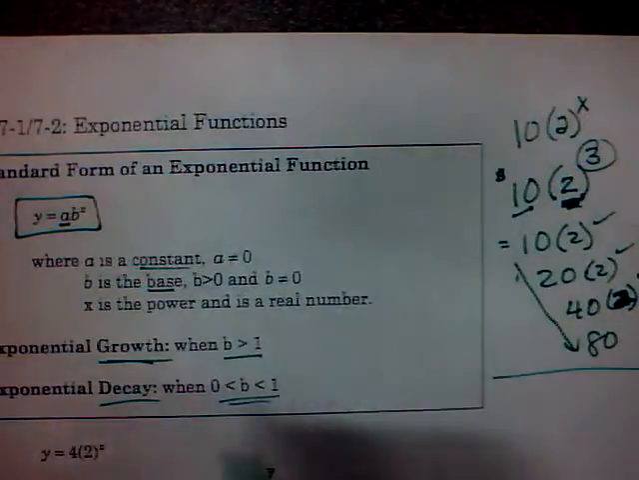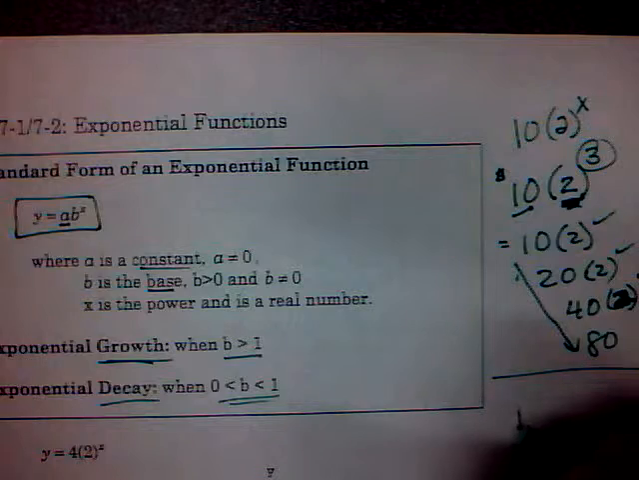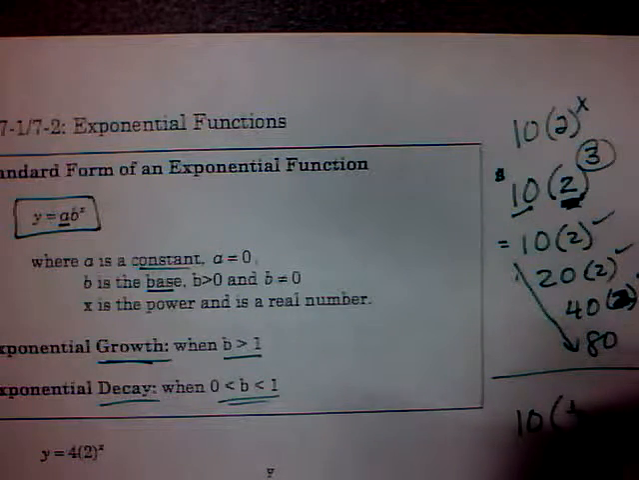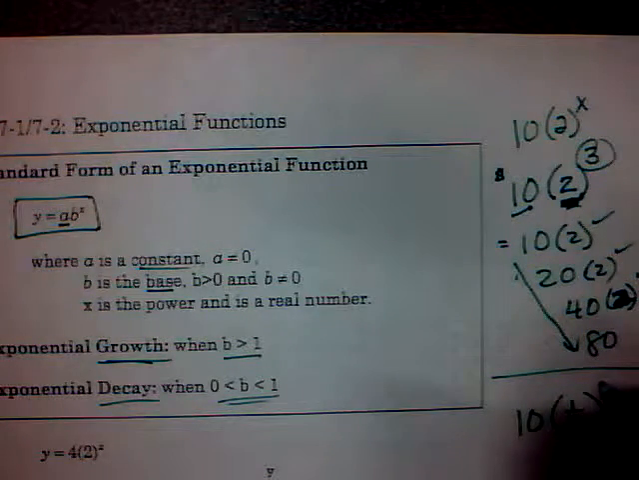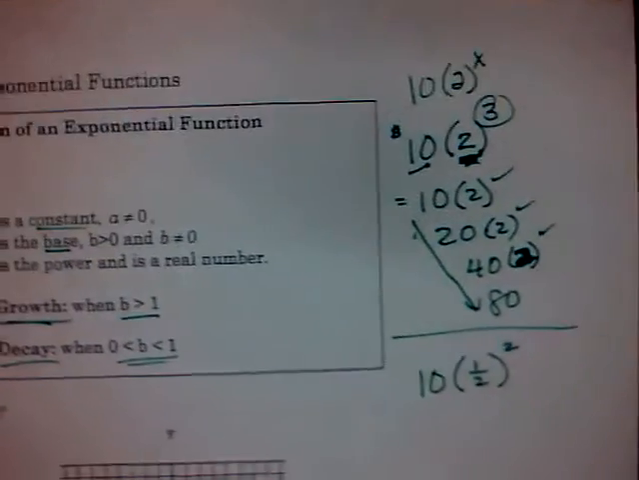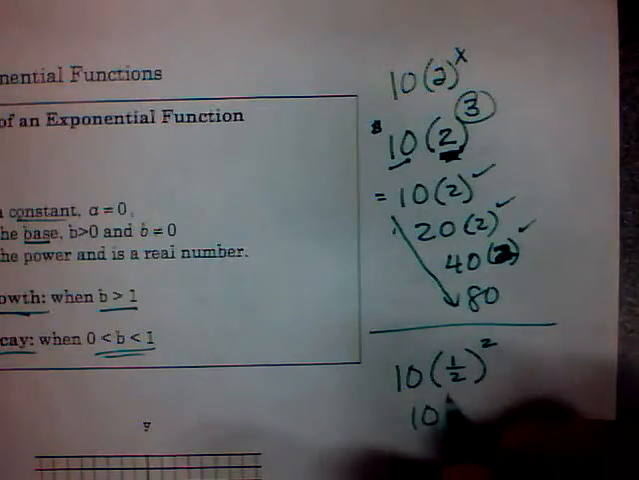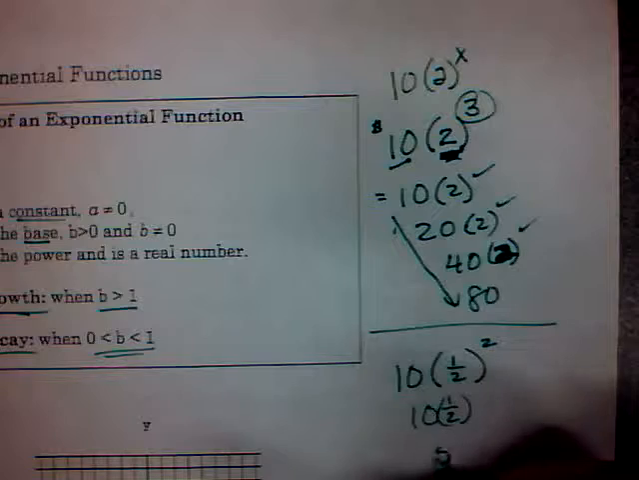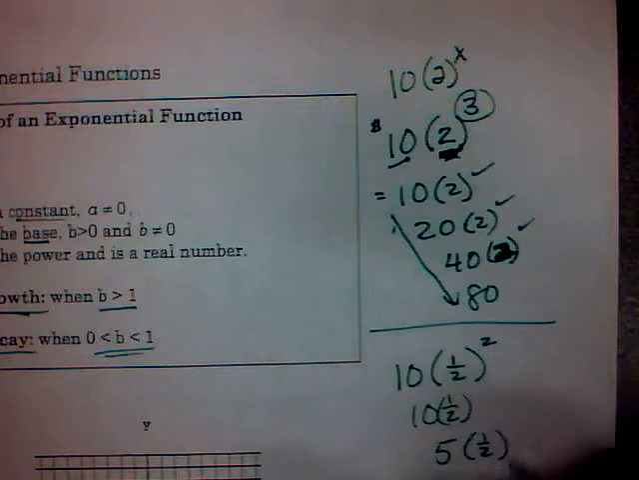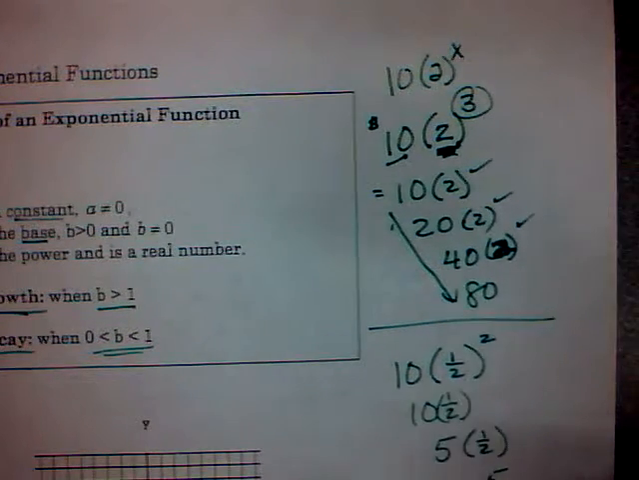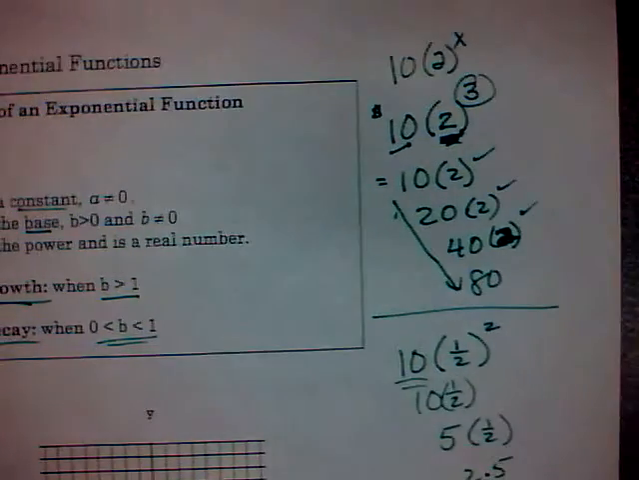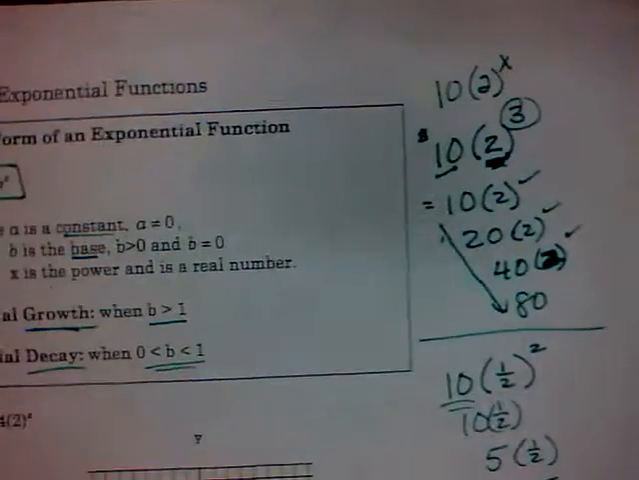So in this case, if we wanted to make it smaller, if we took 10 and multiplied it by a half 2 times, then this would be 10 times a half, which would get you 5, and then you took half again, then it would get you 2.5. So you can see the 2.5 ends up being smaller than the 10.